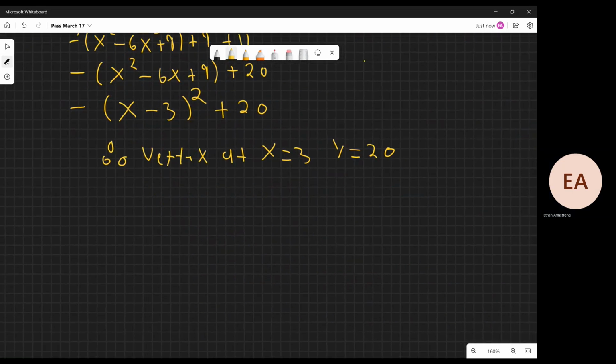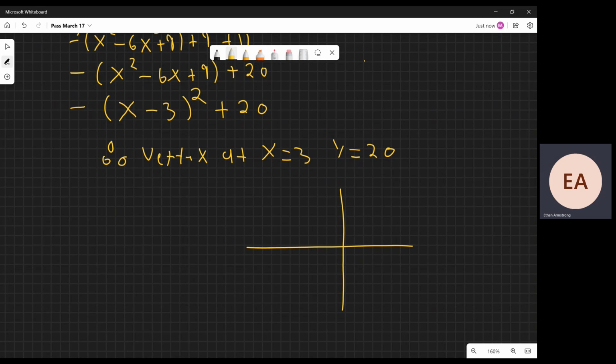So if we do a rough sketch, x equals 3, y equals 20 will be way up here. And since there's a negative, that means this opens downwards. So it'll look something like that.